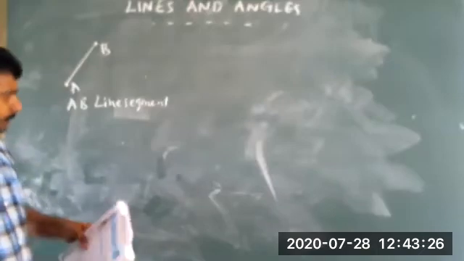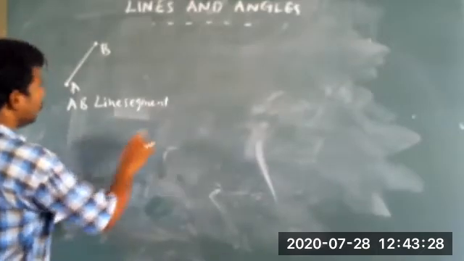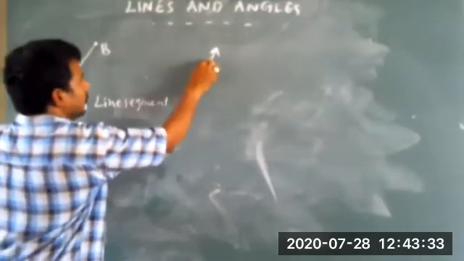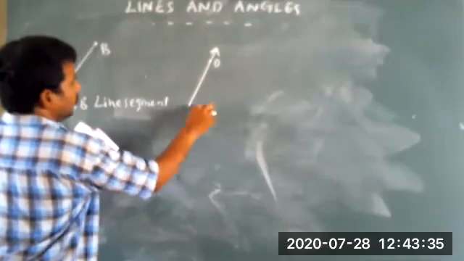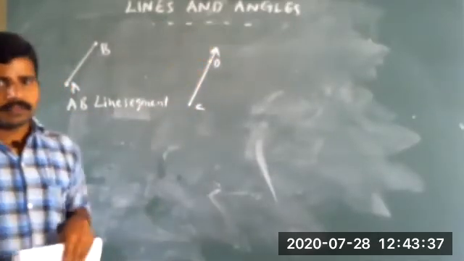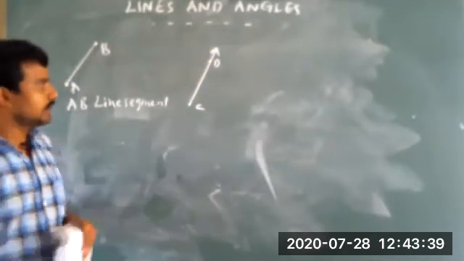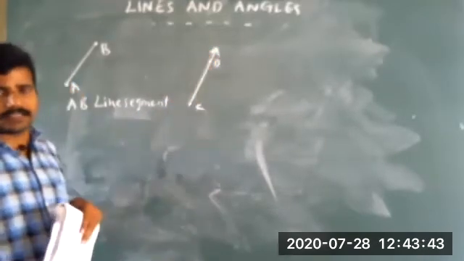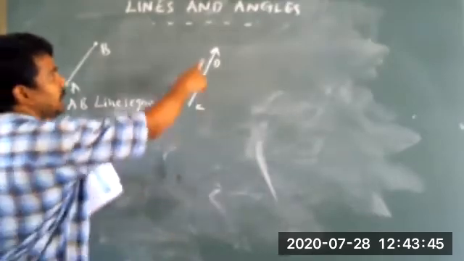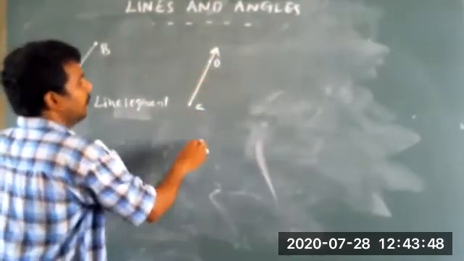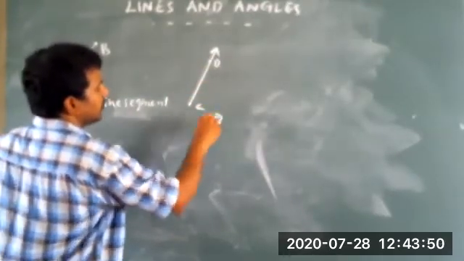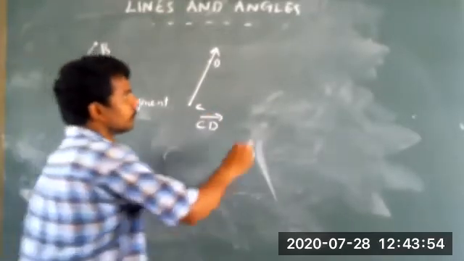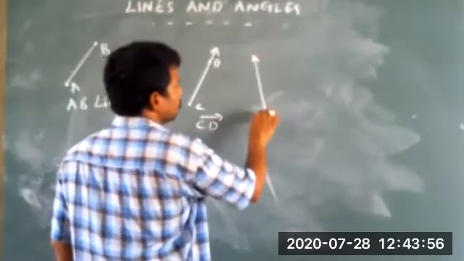The next one, the figure is given like this. Here point B is given, here point C is given. So what is it? It is a ray. It starts with point C and is otherwise endless. So it is called a ray. CD ray.